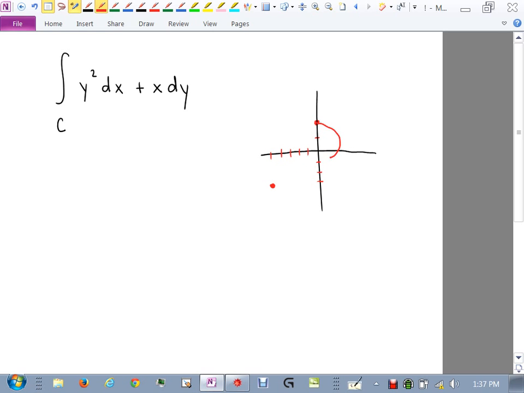Terrible. I can't draw it for my life. Good enough. Now, I'll draw an arrow. I'm going that way, right?